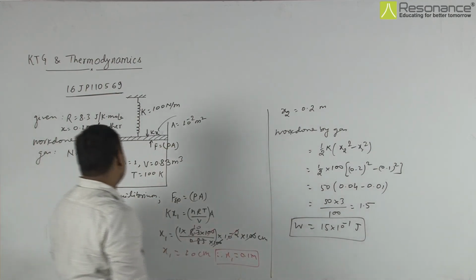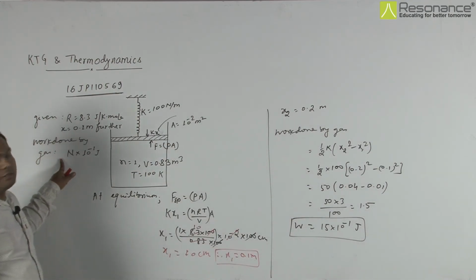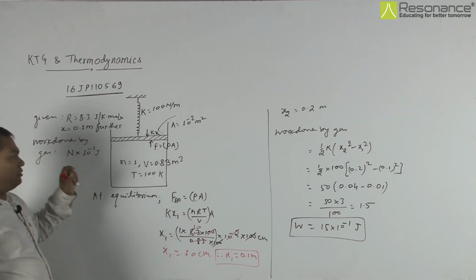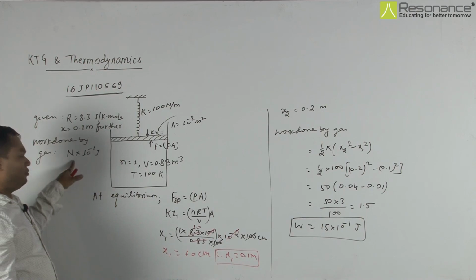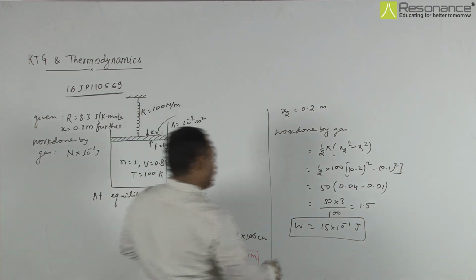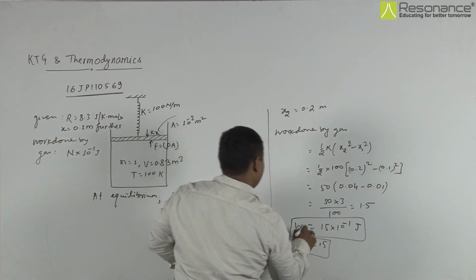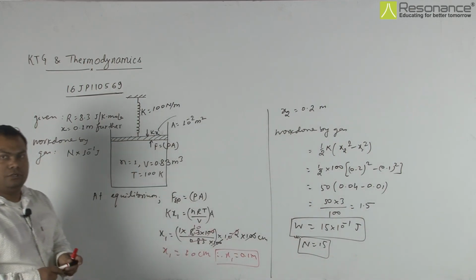You see, in the question it is given that the work done by gas is N multiplied with 10 power minus 1 joule. So by comparing these two, the result of this with this, we can get finally N equals 15. So this is our desired result for the question asked.